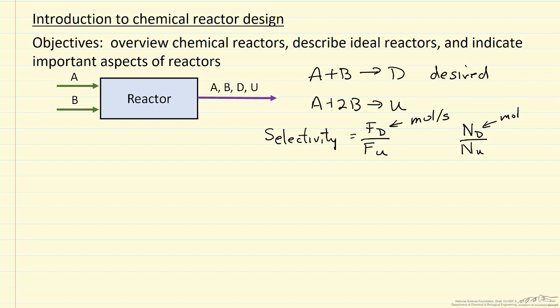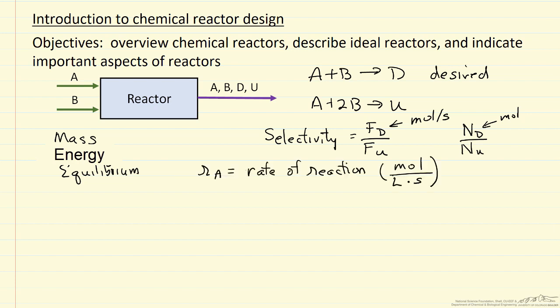D that's more expensive. And what governs behavior and what we're interested in for chemical reactors are mass balances and energy balance for the reactor and equilibrium, chemical equilibrium. So this, of course, affects how much product we can make. And the important thing that we use in these mass balances is rate of reaction. So we want to be careful in how we define that. So rate of reaction, we're going to use it as moles per volume per time.